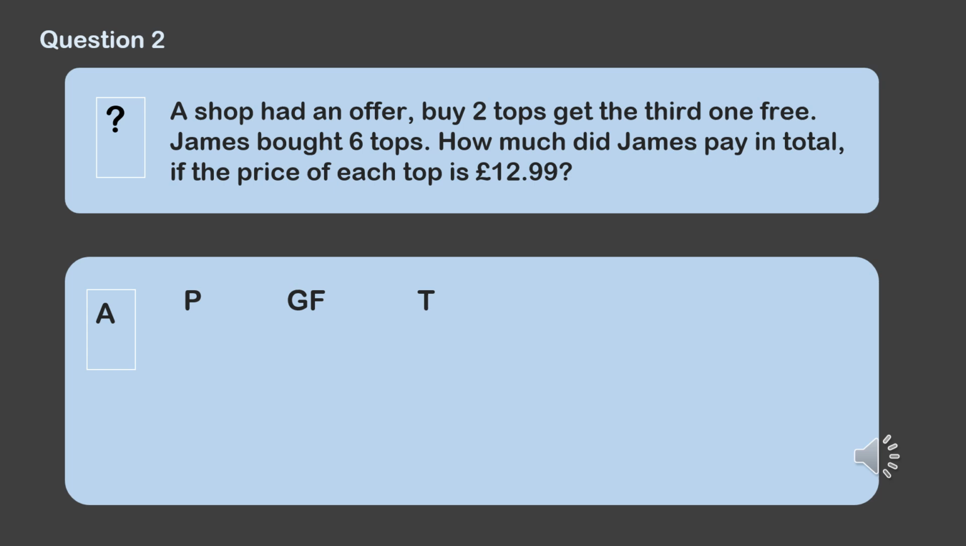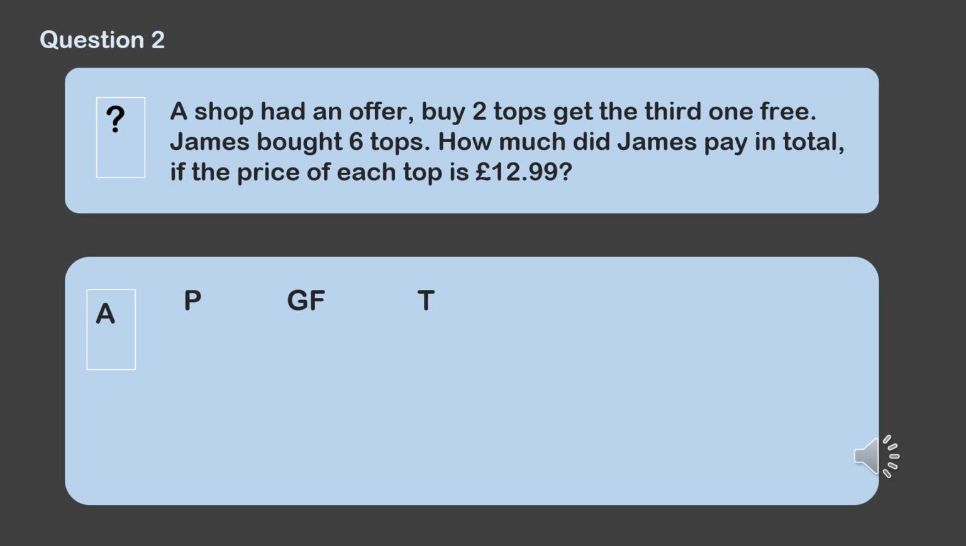Moving on to the second question. A shop had an offer, buy 2 tops, get the third one free. James bought 6 tops. How much did James pay in total if the price of each top is £12.99? This question is clearly about ratio. The best and easiest way to answer ratio questions is by using abbreviations and looking for the ratio between those abbreviations.